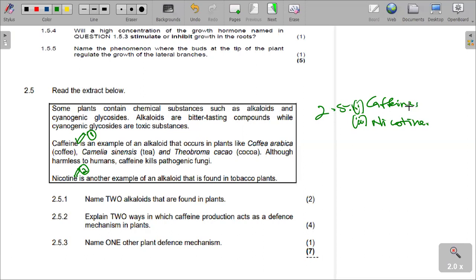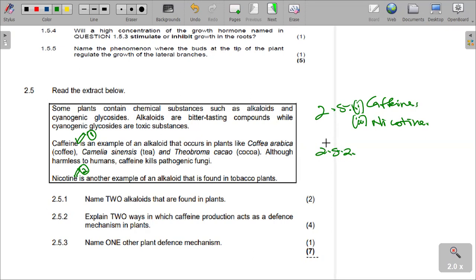These are given in our case there. So in most scenarios, questions such as these ones, you always need to understand that the answers are given within the paragraph or within the comprehensions that are attached to the questions. Question 2.5.2: Explain two ways in which caffeine production acts as a defense mechanism in plants.